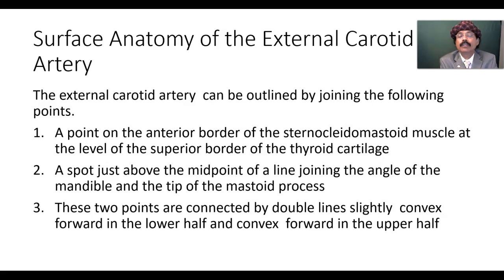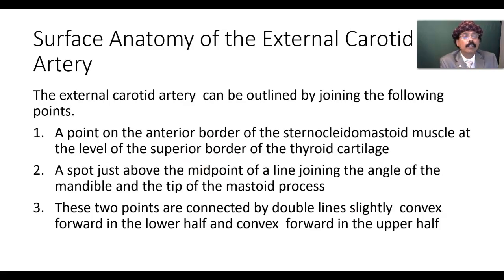So a point on the anterior border of the sternocleidomastoid muscle at the level of the superior border of the thyroid cartilage. If we follow the laryngeal prominence, the thyroid cartilage at the superior border level, on the anterior border of the sternocleidomastoid muscle, we'll have the first point here at the level of the upper border of the thyroid cartilage.